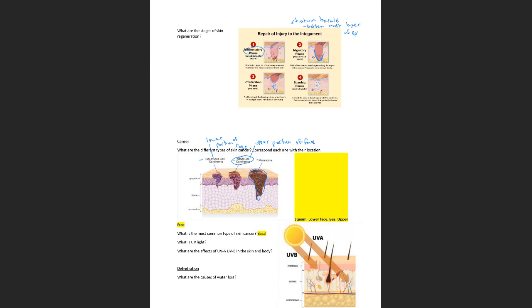Now, since we're talking about, oh, sorry, I missed a question. What is the most common type of skin cancer? Well, that's basal cell carcinoma. So since we're talking about cancer, it's appropriate to discuss UV light. UV light, or ultraviolet radiation, or ultraviolet light, comes from the sun. The sun emits it.